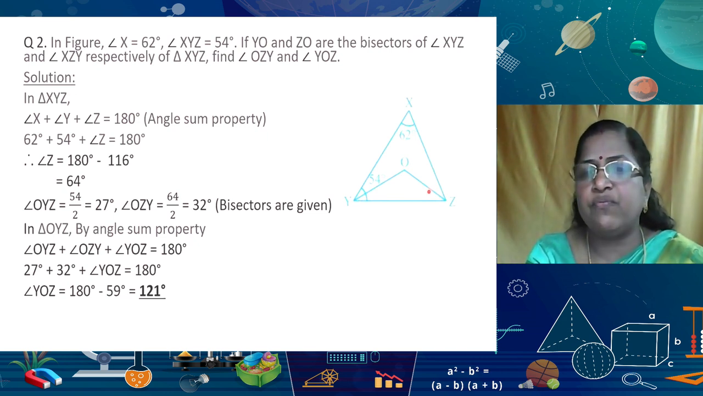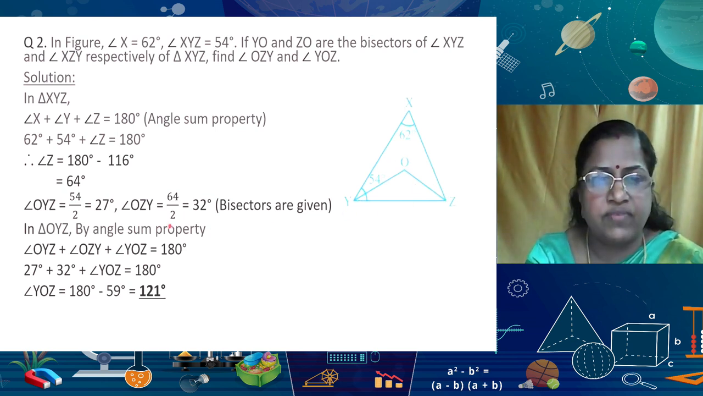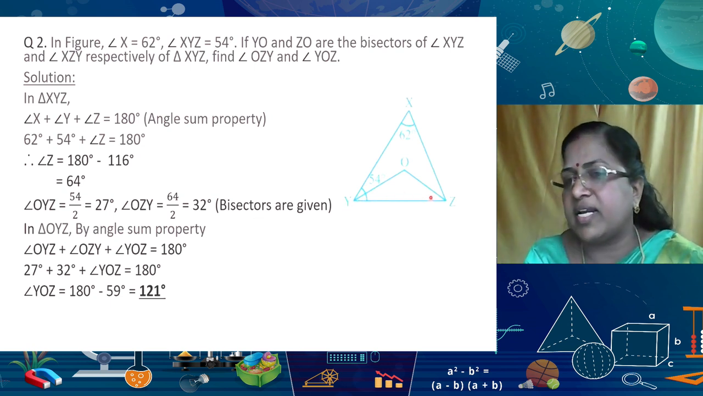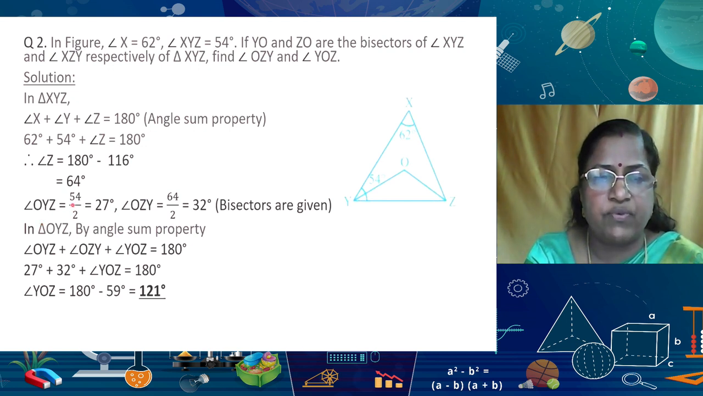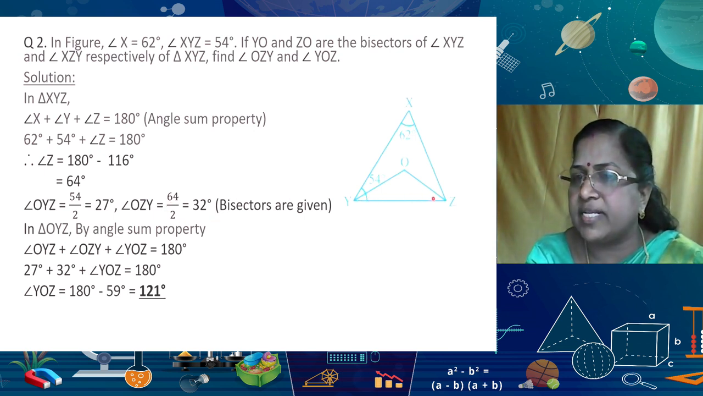Now, how to find the other angles? Before that, the bisectors of angles Y and Z are given. If we take half of these, we get angle OYZ and angle OZY. So angle OYZ is equal to 54 upon 2, which is 27 degrees, and angle OZY is equal to 64 upon 2, which is 32. So we got these two small angles in triangle OYZ.